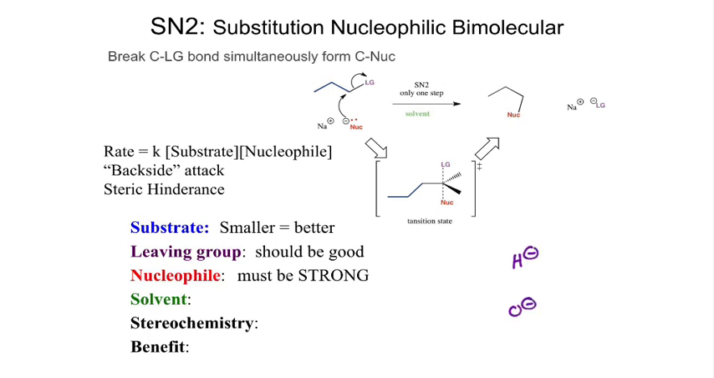H minus versus O minus. Which one's the stronger nucleophile? Where do we start? Charge. They're both charged. Size. Is there a difference in size? Yes. Oxygen is larger. What does that mean about its electrons? It's better able to stabilize them. Which is the better nucleophile? Hydrogen can't stabilize the electrons as well. Hydrogen becomes the better nucleophile.